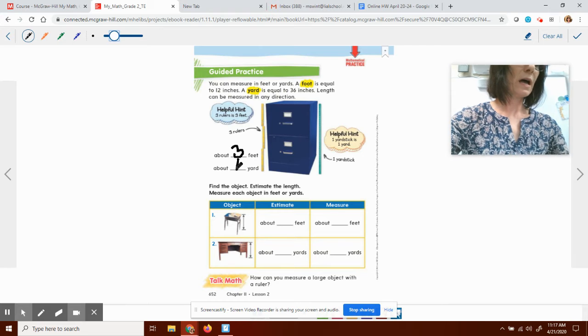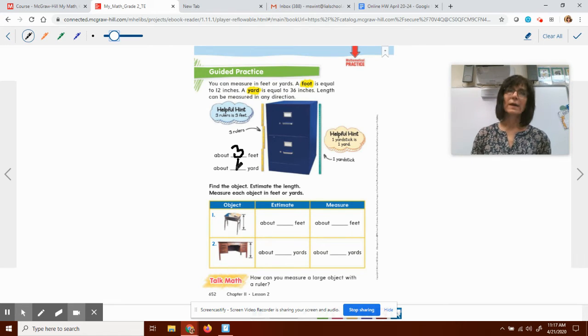Then we've got certain objects now that they want us to measure. Well, friends, this is the tricky part. Find a yardstick, find a ruler in your house. If you don't have a ruler and you don't have a yardstick, you can use a tape measure. Mom might have a tape measure or dad might have a tape measure. You could use that. They want us to do some estimating and some measuring.